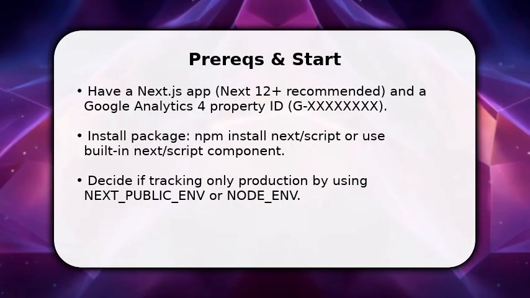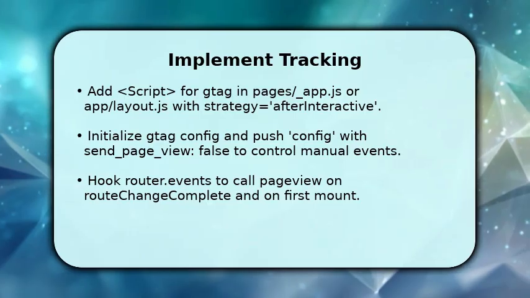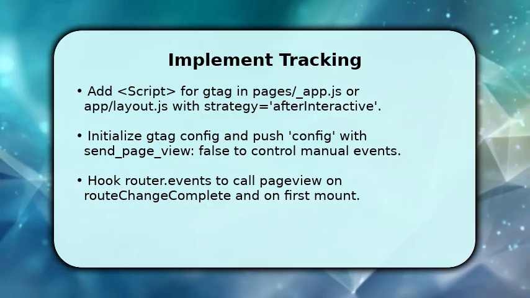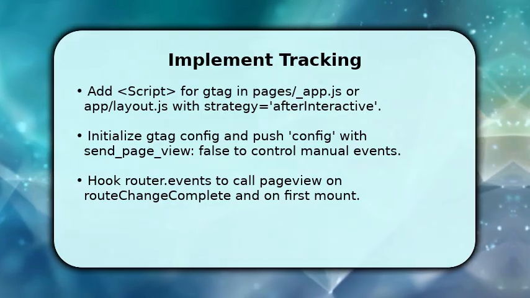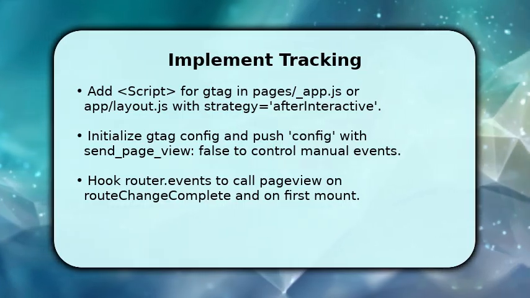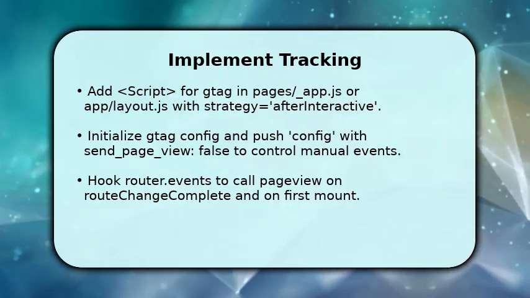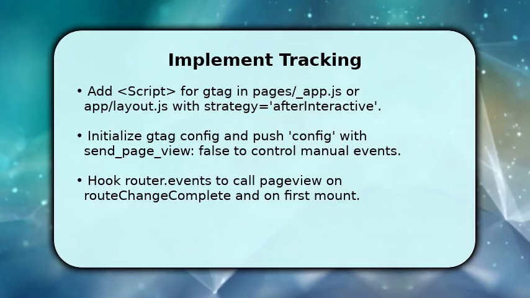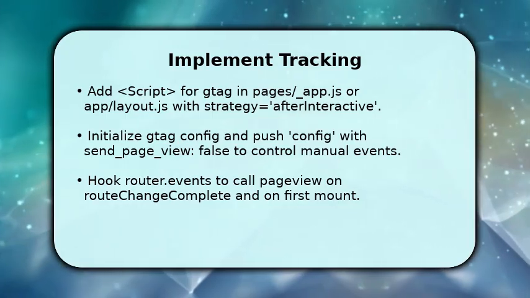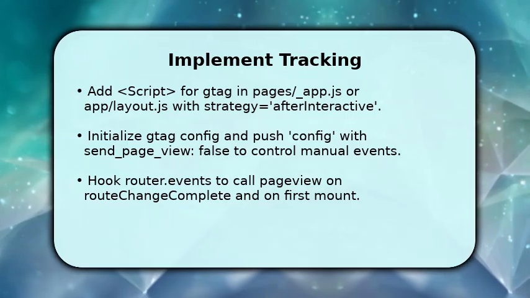Insert the GA script tag in _app.js or layout using next/script with the afterInteractive strategy, then call gtag config with the GA ID and send_page_view false so you control page views. Once done, subscribe to router events. On routeChangeComplete, call your page view helper that sends gtag event page_view with page_path. You should also trigger a page view on initial mount. This lets you accurately measure SPA navigations and avoid duplicates.